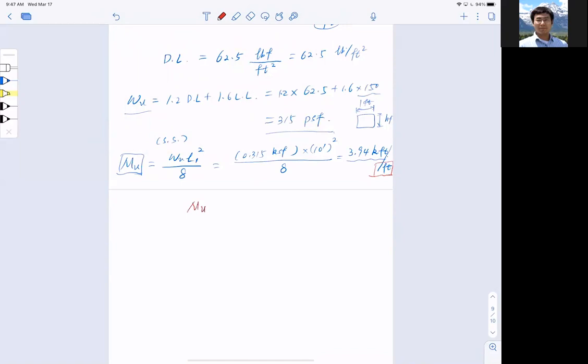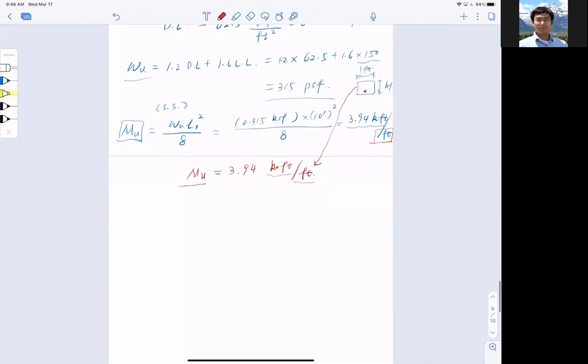So MU here, let me rewrite in red. MU here is 3.94, and the unit is kip dot foot per foot. Some of you say, Bob, look, kip foot divided by foot. Why don't you just cancel that, right? Why don't you just cancel the foot? No, I will not, because I want to remind myself that I'm working on a per foot slab right here. Okay, this is where this is coming from. I want to remind myself that I'm working with respect to a per foot unit strip here.